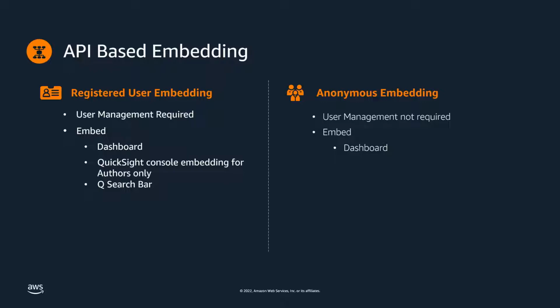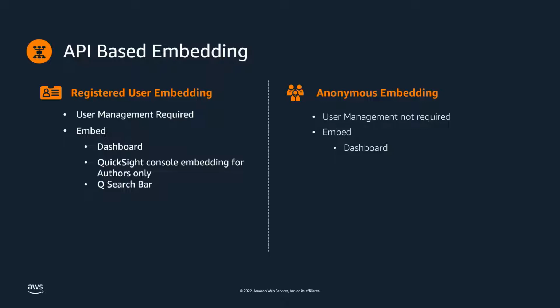And you have three different types of embeddings that you could do with the registered user embedding. You could embed an individual dashboard, or you could embed the entire QuickSight console for your authors. Thirdly, you have the option to embed the Q search bar. In the next few slides, I'll be talking in a little bit more detail about these three options, so we can learn a little bit more about what they offer.